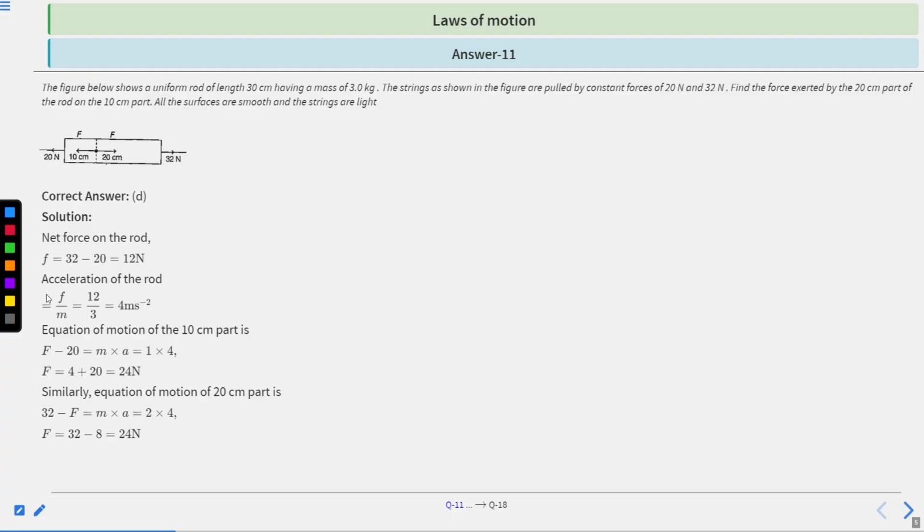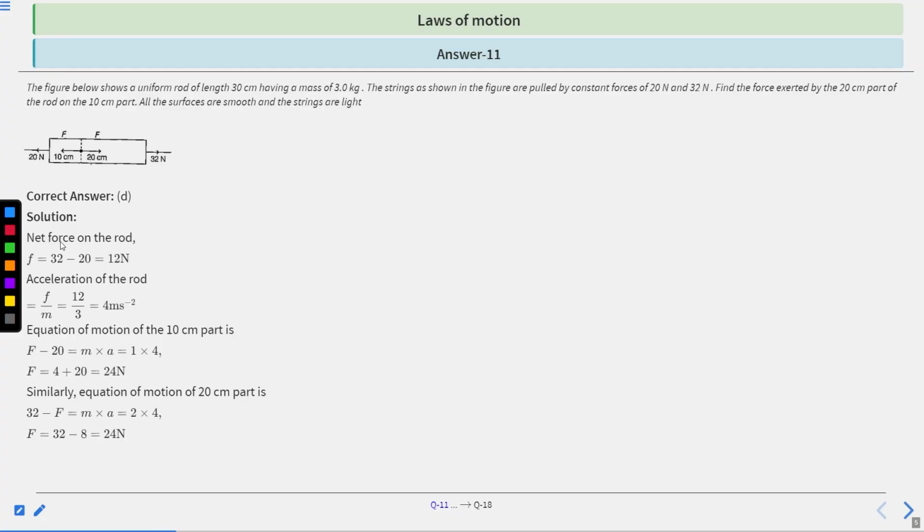Let's find a solution. So net force on the rod: F equal to 32 minus 20, which is equal to 12 Newton, and acceleration of the rod equal to F by M. So force is 12 Newton and mass is 3 kg. Then acceleration is 4 meter per second square.